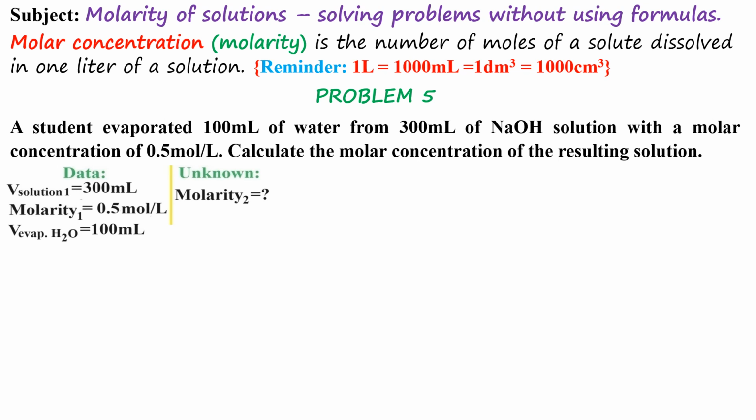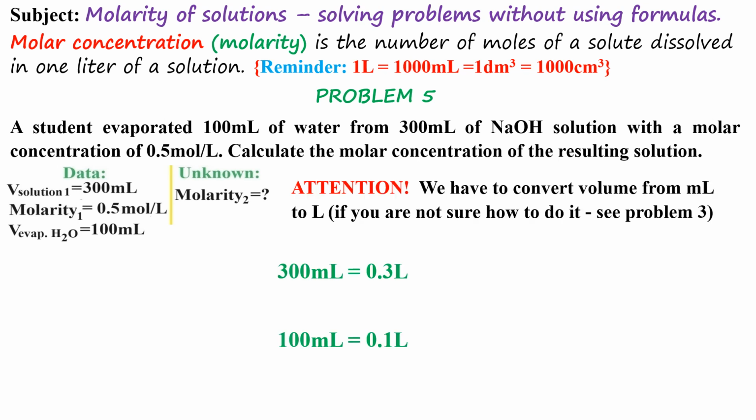We know already the volume of solution 1 and volume of evaporated water, and also we know the value of molarity of the solution 1. We are looking for the molarity of solution 2. Our data shows that we have to convert the volume from milliliters to liters. So 300 milliliters equals 0.3 liter and 100 milliliters equals 0.1 liter.